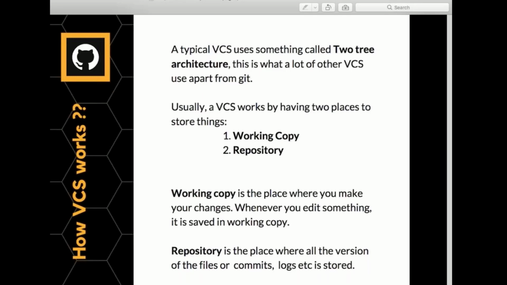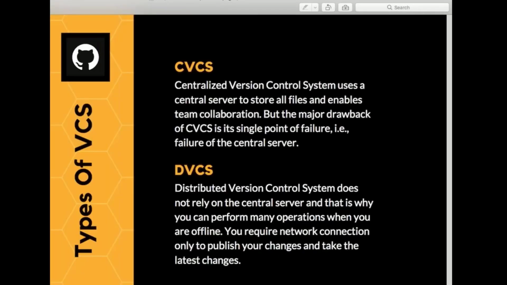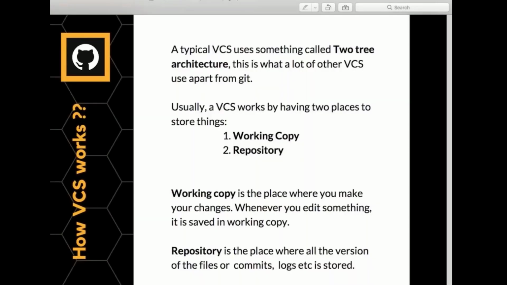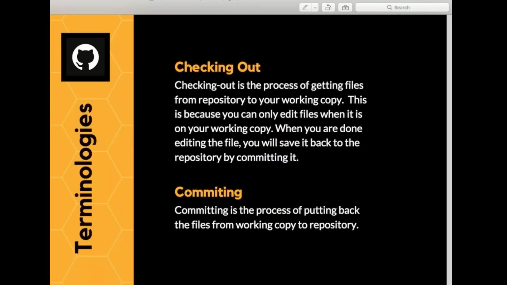Right? So that makes sense, right? Currently, with a centralized version control system, you have only two trees, a working copy and your repository, the central server. This only works on two trees, your developer level and your server level, client and server. Now we need to understand two terminologies: checking out and committing.